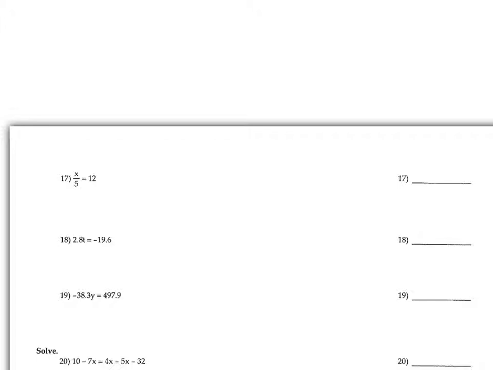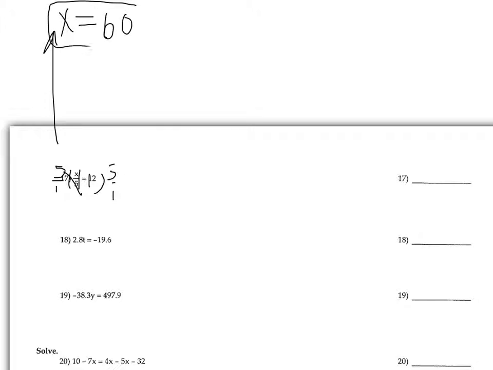The way we undo division is with multiplication, so I'm going to multiply both sides by 5, which is 5 over 1. Okay, so on the left, 5 cancels with 5. I'm going to go ahead and write the answer up here. We get x equals. Here, 5 times 12 is 60. x equals 60. That's the answer we're looking for.